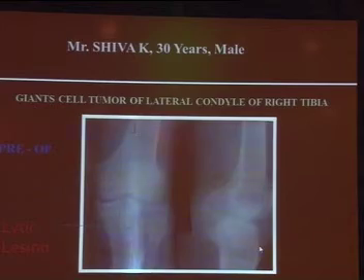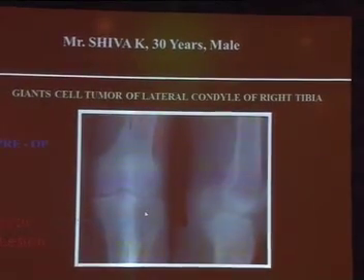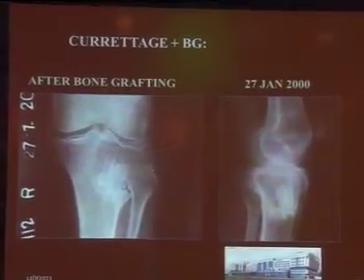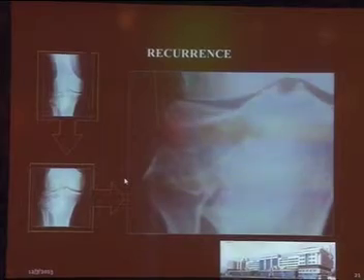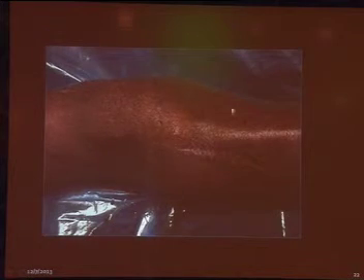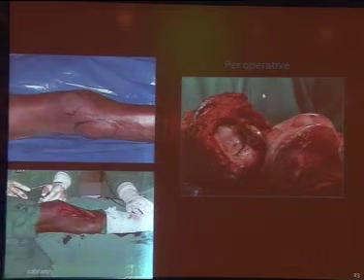Coming to the second case, this is a giant cell tumor of the lateral condyle of the right tibia. This is a lytic lesion, which you can see. We treated this case, but after that, it recurred again. This is the clinical picture showing the swelling here. This is the peroperative picture of the same thing.